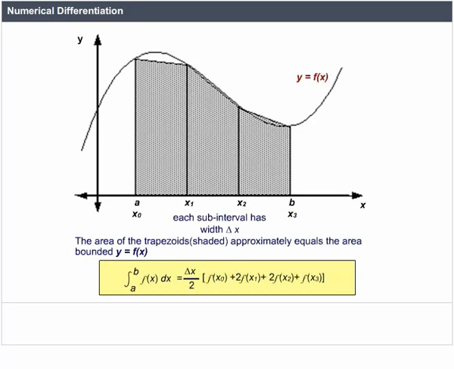The area of the shaded trapezoids approximately equals the area bounded by y equals f of x. Integral from a to b of f of x dx equals delta x by 2 times the bracket f of x0 plus 2 times f of x1 plus 2 times f of x2 plus f of x3.